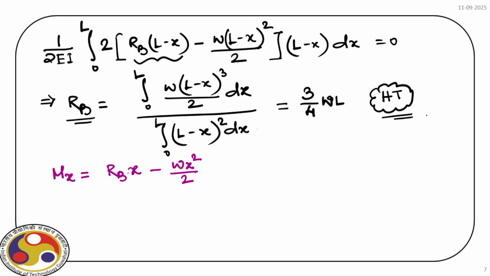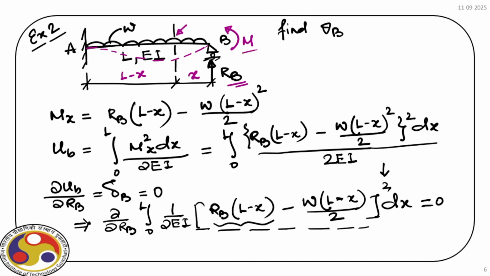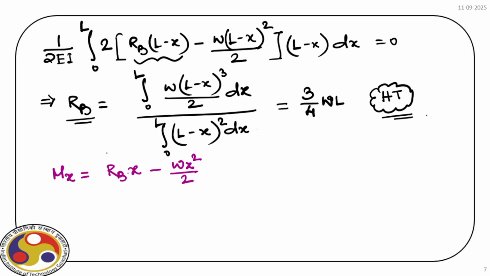Then we have a dummy moment. You can see here M. So you also have to add the dummy moment that we have applied, which is M. Now for this problem, we can find out the bending strain energy. So that is 0 to L, Mx square dx divided by twice EI.